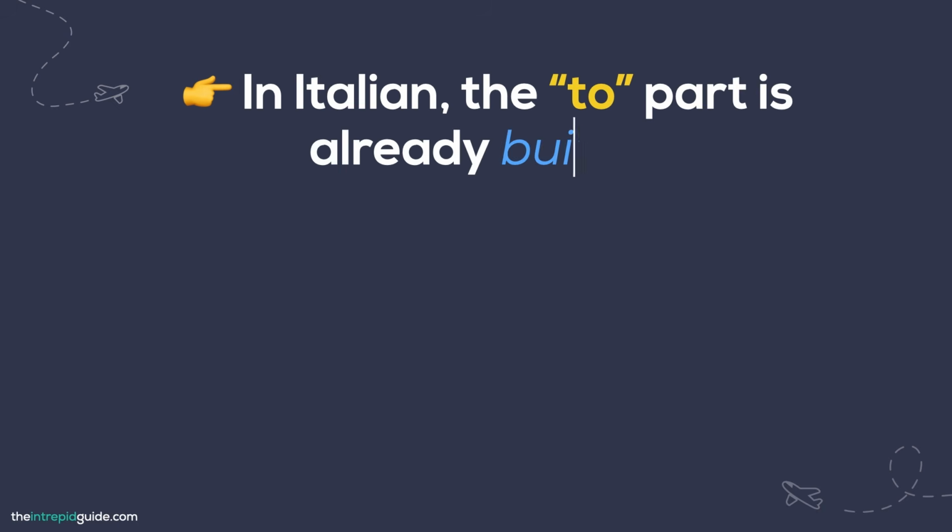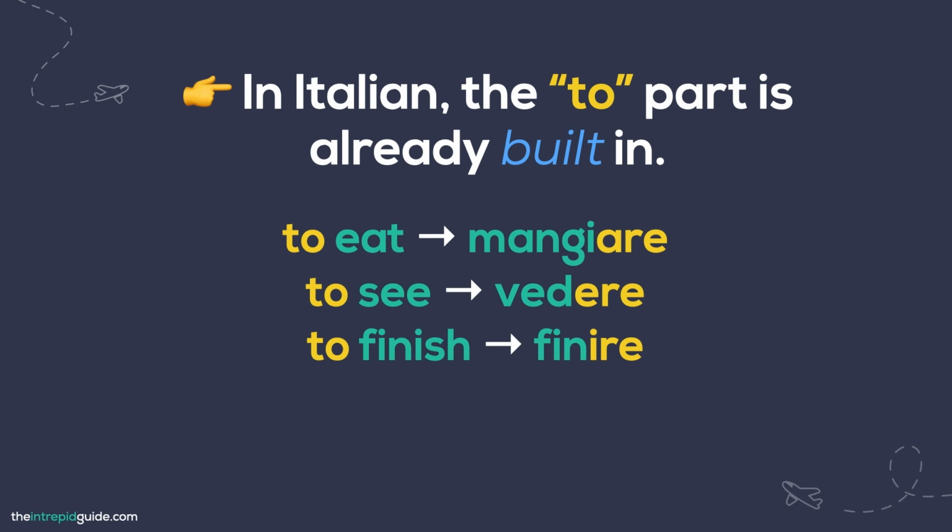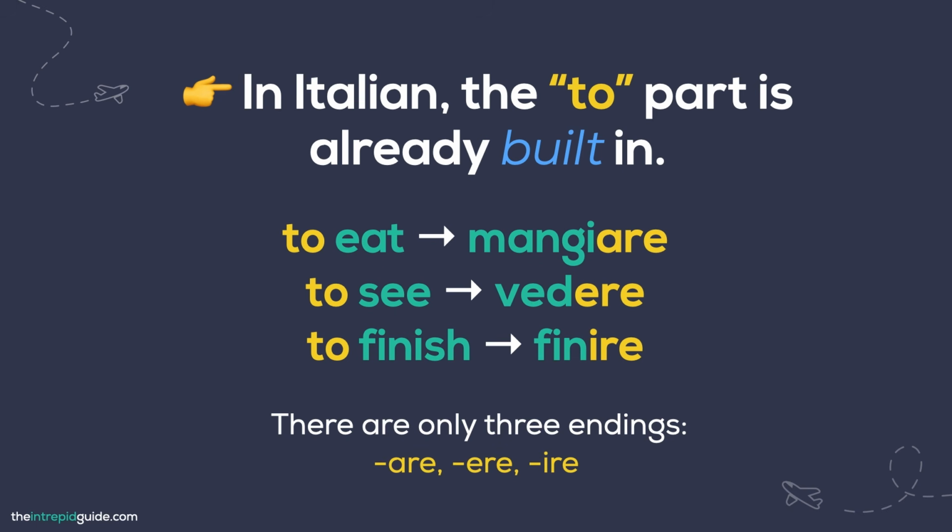Now here's the key idea. In Italian, that "to" part is already built in. That's represented by the last 3 letters of the verb. Now there are only 3 endings in Italian: are, ere, and ire. That's it. If you can spot those endings, you can spot verbs everywhere.